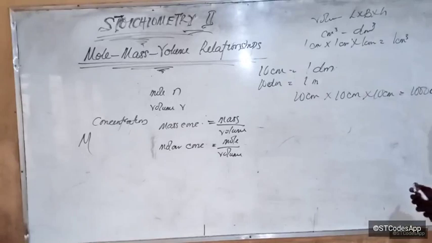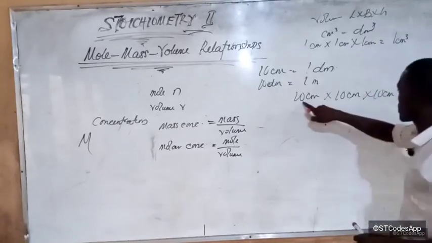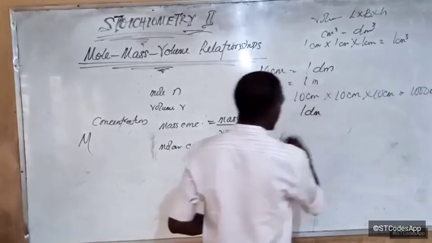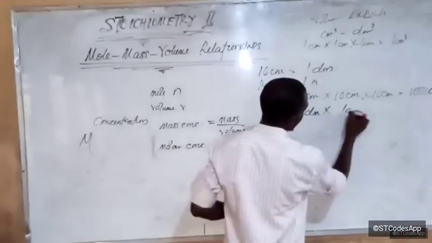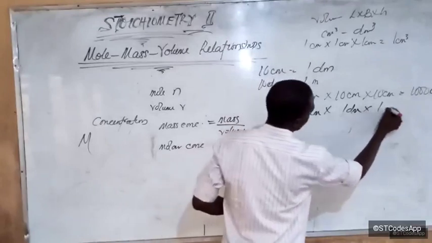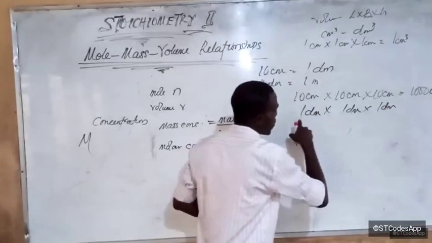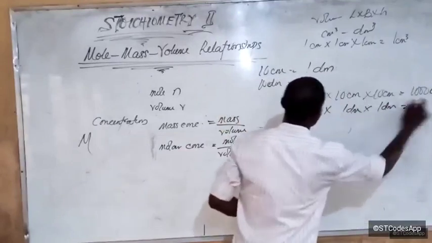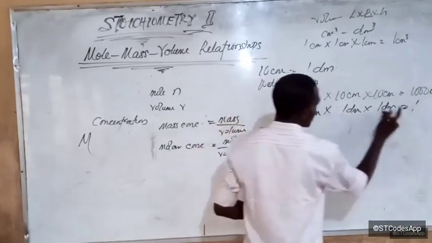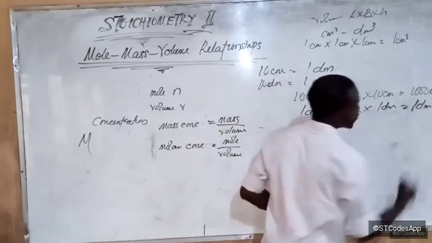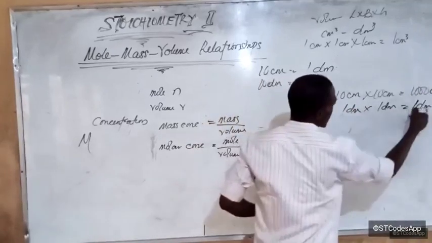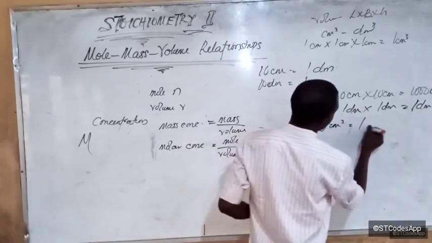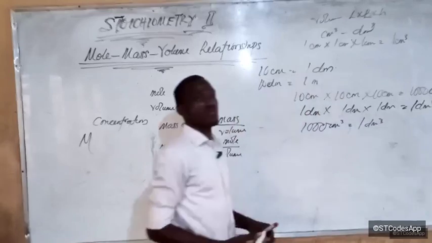So that we now have 10 centimeters here is equal to what? 1 dm, isn't it? Another 10 centimeters is 1 dm. Another 10 centimeters is 1 dm. So what do we have here? 1 times 1 times 1 is 1, then dm times dm times dm is 1 dm cube. So what does this tell you? This tells you that this is equal to this, isn't it? So 1,000 centimeter cube is equal to 1 dm cube. So this is the unit of conversion.